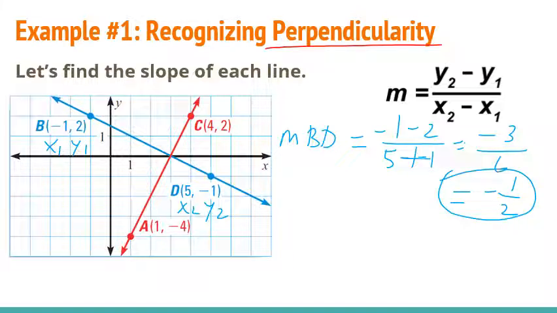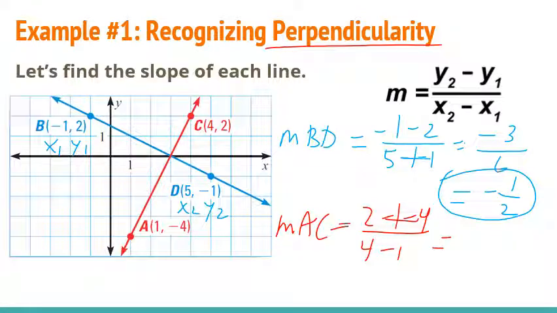Okay, now looking at the slope of AC, we're going to do the same thing. We're going to do the slope formula, so we'll do 2 minus -4, the y values, and then 4 minus 1, the x values. So on top we're going to get 6 over 3, which if you divide 6 by 3, you get 2. Looking at these two slopes, these two values are what we would call negative reciprocals.